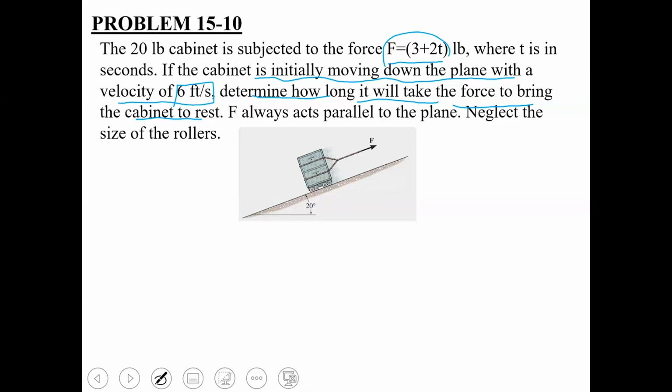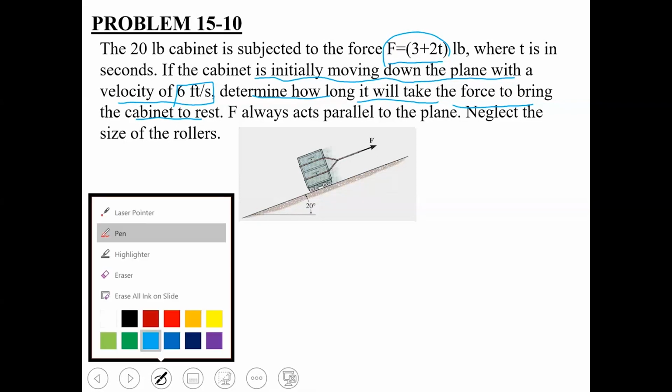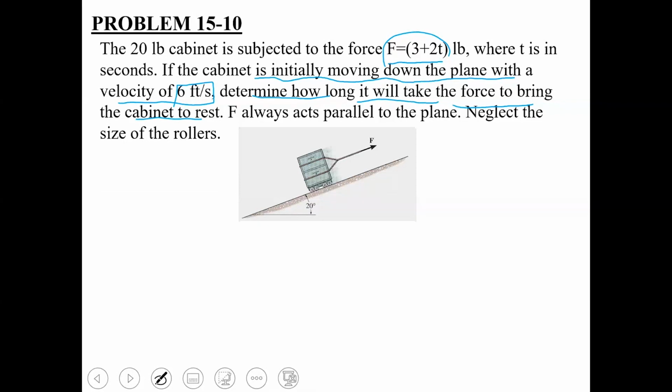So starting first of all drawing the free body diagram of this particle, the weight of this cabinet would be acting in the downward direction. Then you have a normal force, which is this normal force NC, that would be acting normal to the contacting surface. Then you have an applied force, which is a variable magnitude force having a magnitude of F equal to 3 plus 2t, which is acting along the incline up that incline. So these are the three forces which are acting.